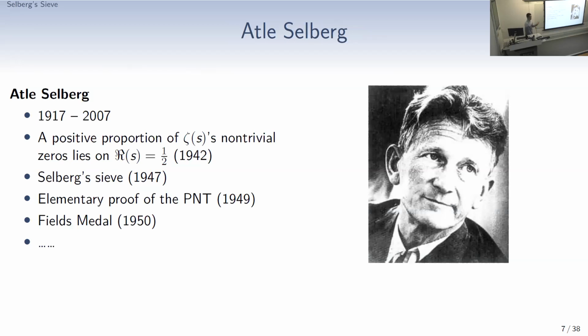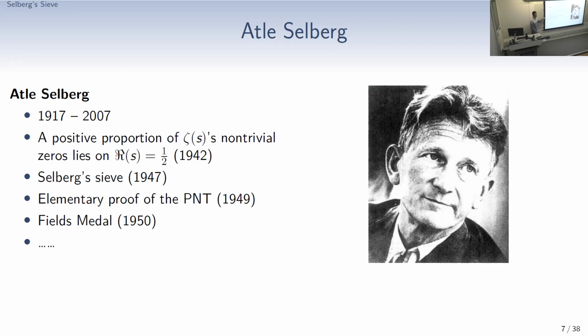He came from Norway, and Viggo Brun also came from Norway, and his name is pronounced as Atle Selberg. These are some of his major achievements in the first half of the 20th century. In 1942, he proves that if we consider all the non-trivial zeros of the Riemann zeta function, the function emerging in the Riemann hypothesis, then there is a positive proportion of such non-trivial zeros located on the critical line, the line where the Riemann hypothesis conjectures that all non-trivial zeros should lie.